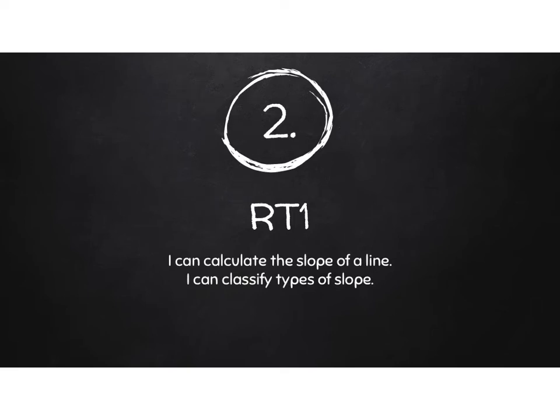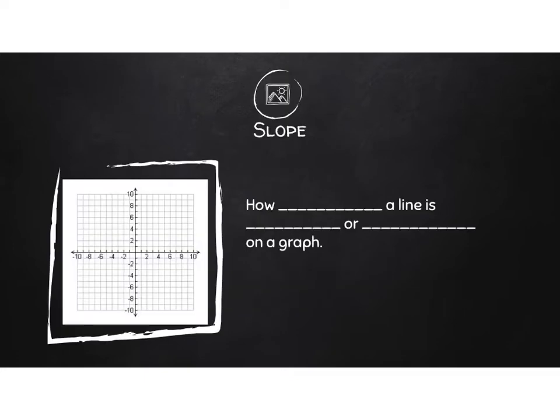RT1-2 is about calculating slope of a line and classifying types of slope. You should remember a lot of this from algebra, but some of it may be new to you or may be things that you forgot. So slope is really about how steeply a line is rising or falling on a graph.